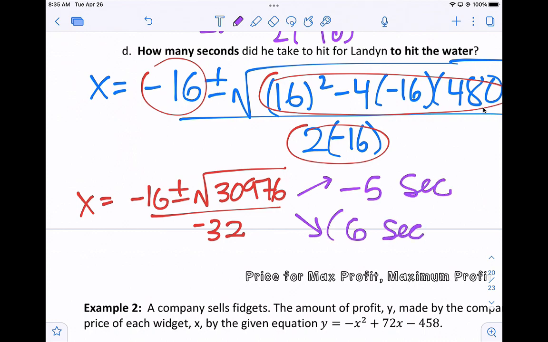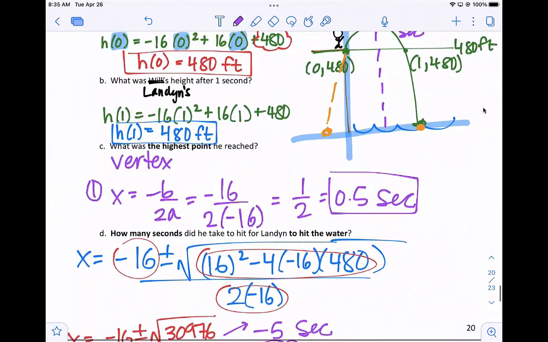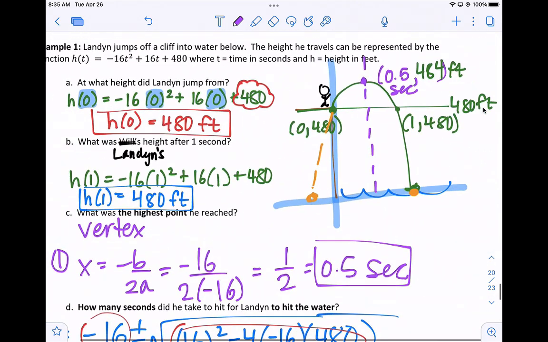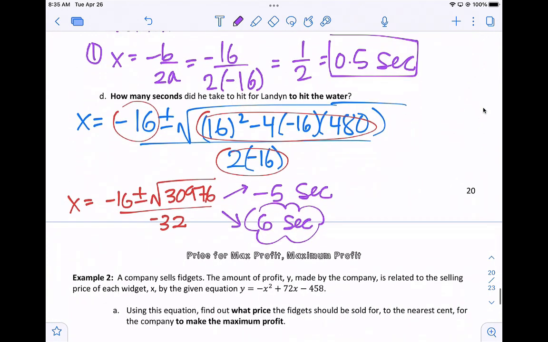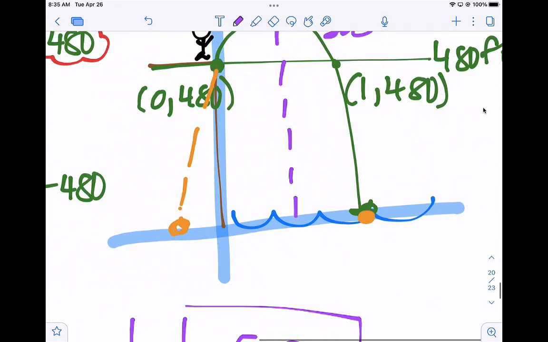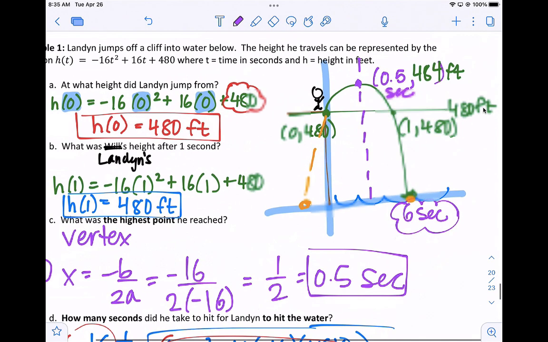So again, we can see why there was a negative answer. It's because he started at a height above 0. And so when you draw that parabola, you'll see the negative answer. But we're looking for the positive answer. It takes him 6 seconds to reach a height of 0 again. So 6 seconds to reach the ground.